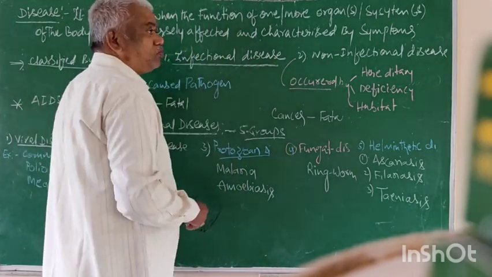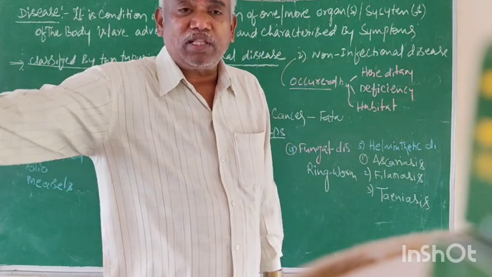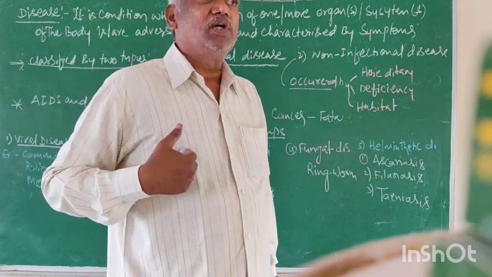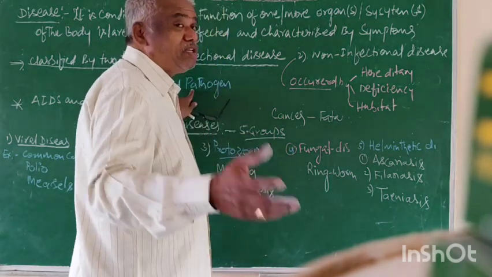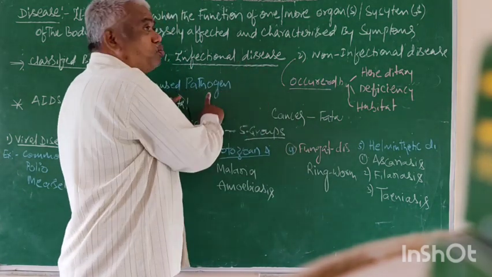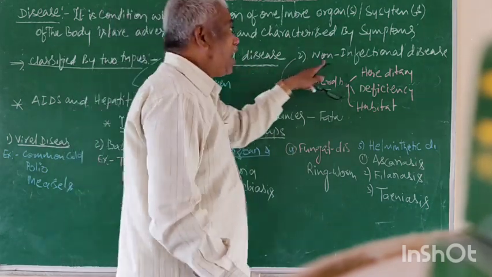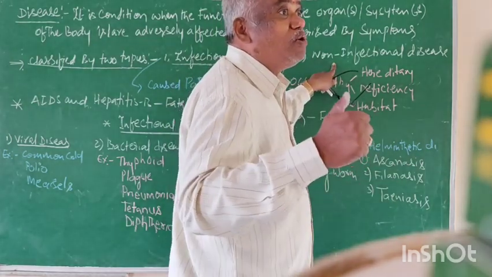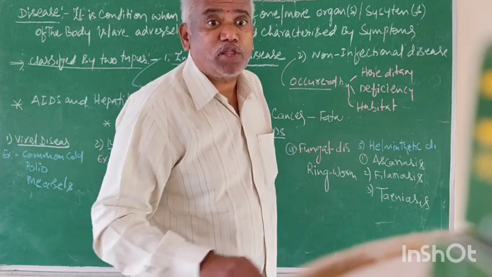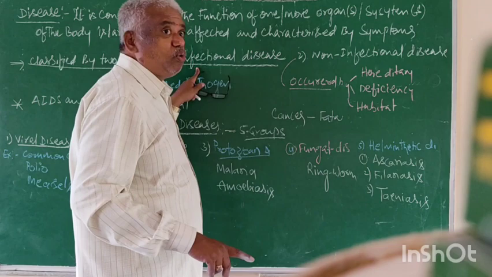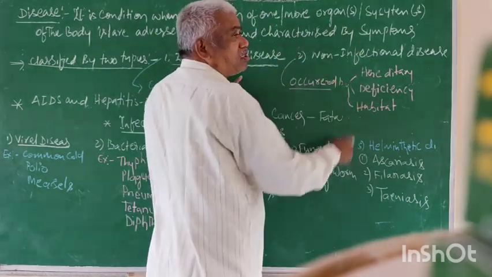Suppose I am suffering from malaria. This malaria infects other persons, so it is an infectional disease. Infectional diseases are caused by pathogens. All infectional diseases are due to pathogens; without a pathogen, there is no infection. Non-infectional diseases do not require any pathogen, while a pathogen is required for infectional diseases.